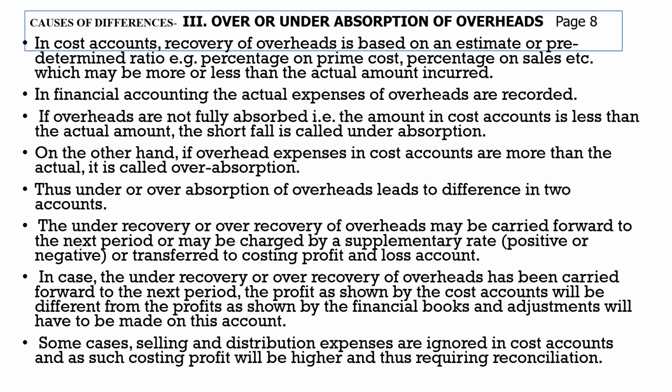The shortfall is called under absorption. On the other hand, if overhead expenses in the cost accounts are more than the actual, it is called over absorption. These over and under absorptions lead to differences in the two books. The under recovery or over recovery of overheads may be carried forward to the next period, or charged by supplementary rate, or charged to costing profit and loss account. So options are there. In case under recovery or over recovery has been carried forward to the next period, the profit as shown by the cost accounts will be different from the profit as shown by the financial books. Then adjustments will have to be made. It's a must.